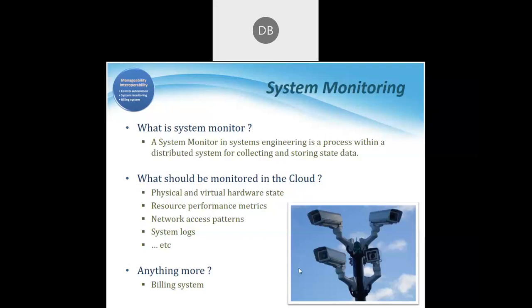Then what is the resource performance matrix? How much of my CPU is utilized? How much of my memory is utilized? How much of my processor is utilized? And other things. I can check network access patterns. I can check system logs, and I can find out when the system was working properly and when it was not working properly. And also it provides the billing system.